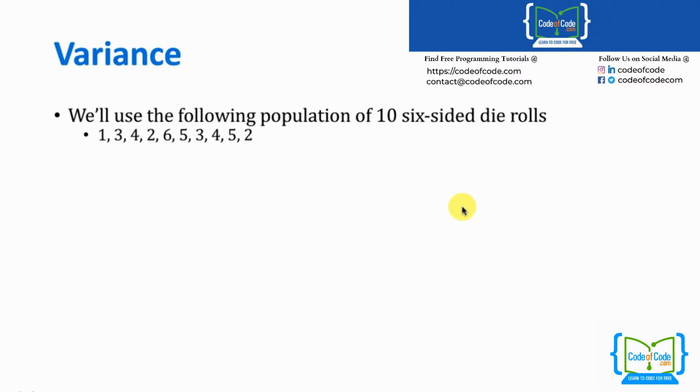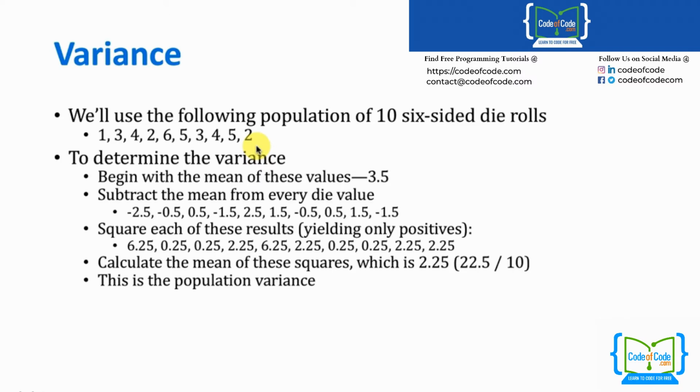For the purpose of this discussion, we're going to use these 10 six-sided die rolls, and let's talk about how you calculate the variance. So to determine the variance, you start out by summing up these values and calculating their mean, their average. And if you add up these values and divide by 10, you'll see that the average of those values is in fact 3.5.